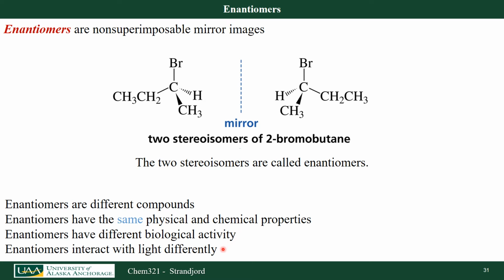There is one physical property that is different between enantiomers. Enantiomers interact differently with light, and we're going to discuss that coming up here. So this molecule absorbs light differently than this molecule. Other than that, they have the same chemical properties, they have the same physical properties.